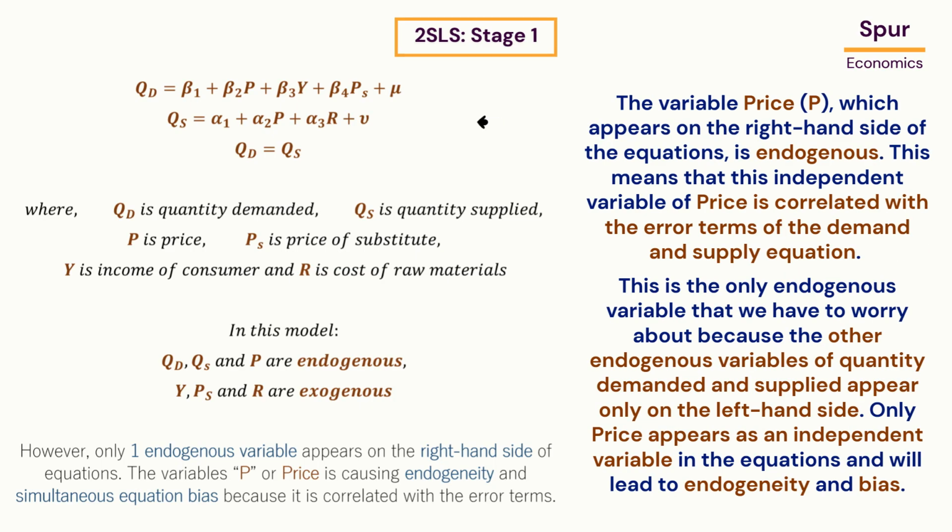The variable price, which appears on the right-hand side of the equations, is endogenous. This means that this independent variable of price is correlated with the error terms of the demand and supply equation. This is the only endogenous variable that we have to worry about because the other endogenous variables of quantity demanded and supplied appear only on the left-hand side. Only price appears as an independent variable in the equations and will lead to endogeneity and bias.